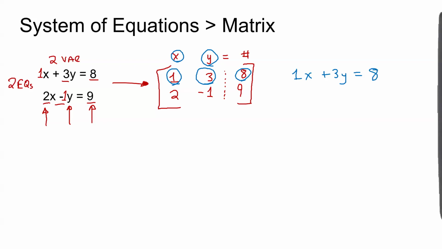The matrix form is a shorthand. It saves you writing all those x's and y's and equals and things. You just have that table of numbers: 1, 3, 8, 2, -1, 9, and that's just a really nice, tidy way to write that system of equations. Okay? Again, there are lots of other things that you can do with matrices, but solving systems of equations is probably at the top of the list.